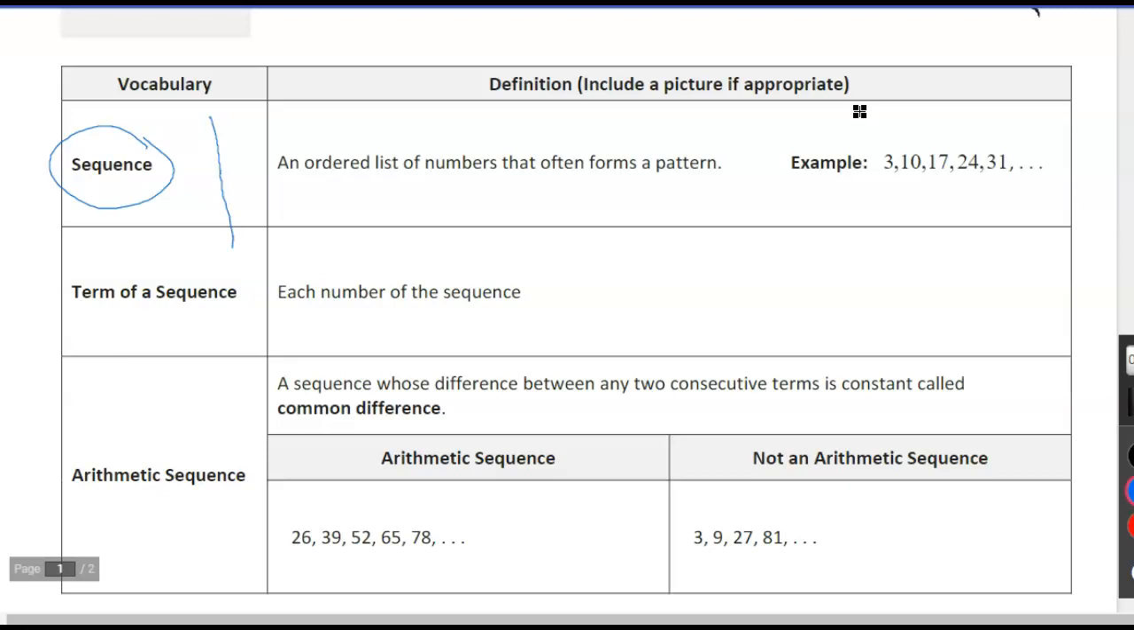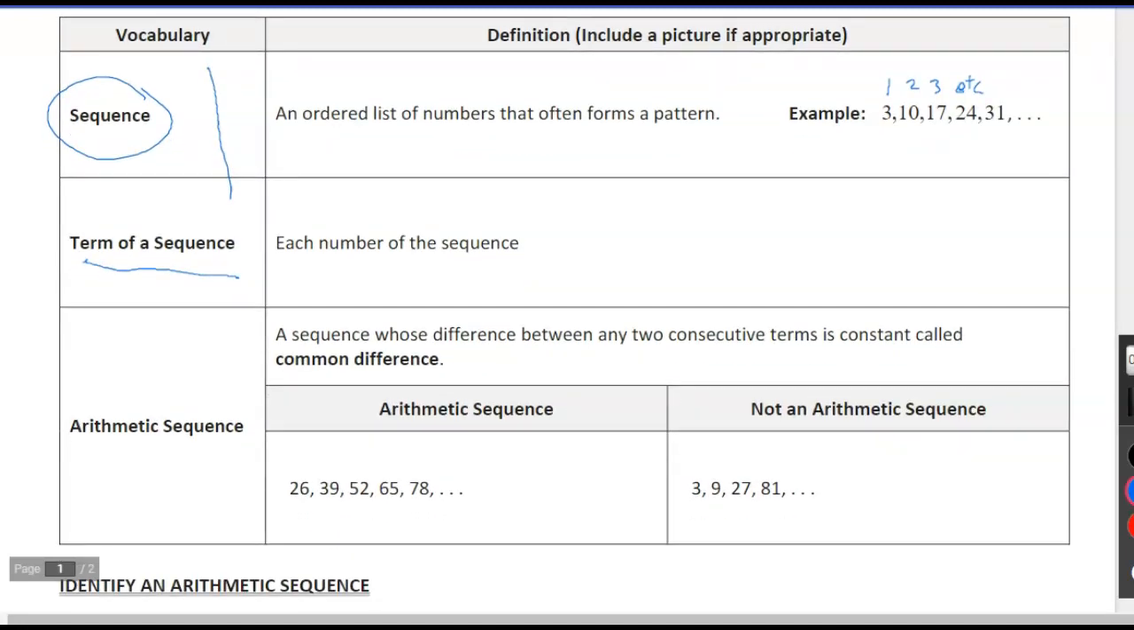And each number in a sequence has a term that goes with it. So if we came back up here, this is our first term, this is our second term, this is our third term, etc. So you can identify them. So what is the third term of this sequence? It's 17.